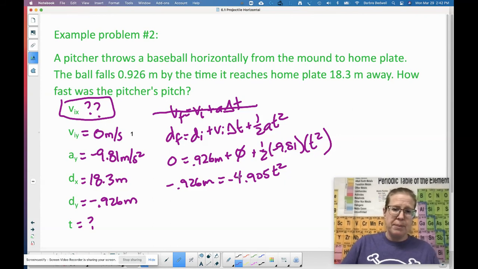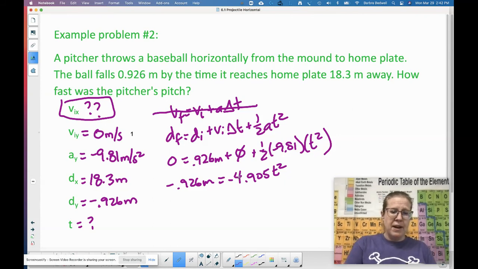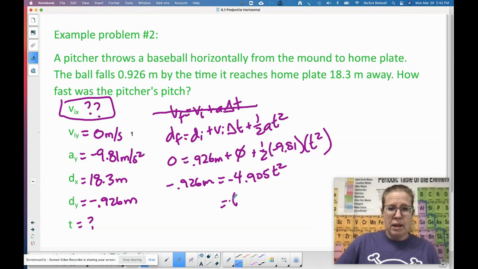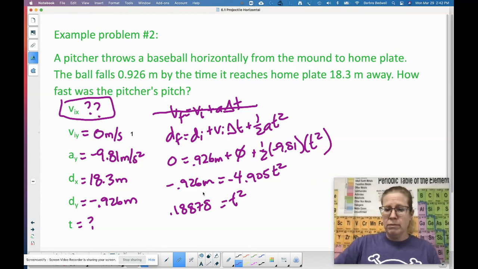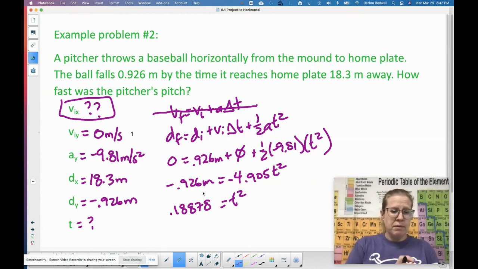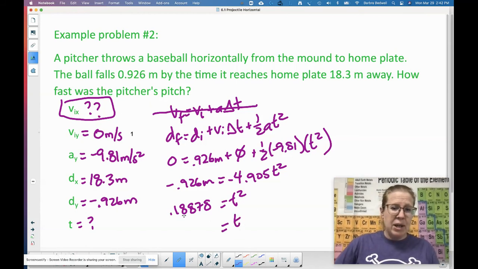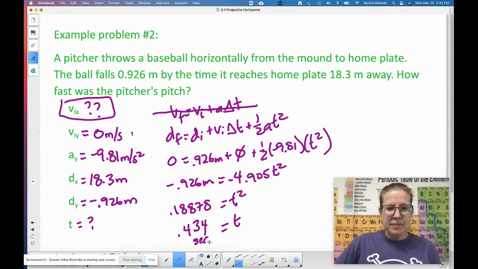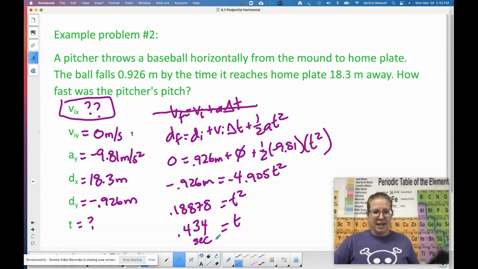We use it a lot in this particular chapter. So 0.926 divided by 4.905. I'm just doing the algebra now to solve for T. I get T squared is equal to 0.18878 and some more. So I'm going to take the square root. Don't forget to take your square root. And my T equals plus or minus, but it has to be plus because you can't have negative time. With 3 sig figs, 0.434 seconds. Okay, that's our vertical time.